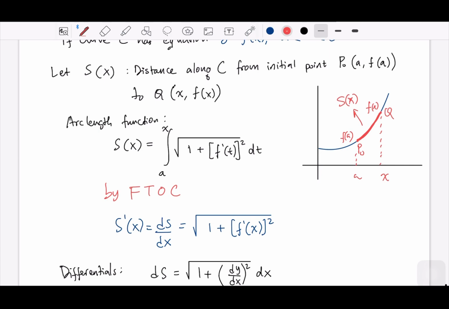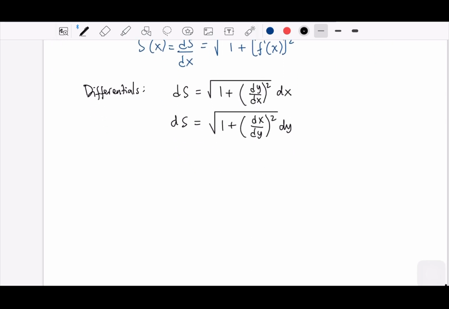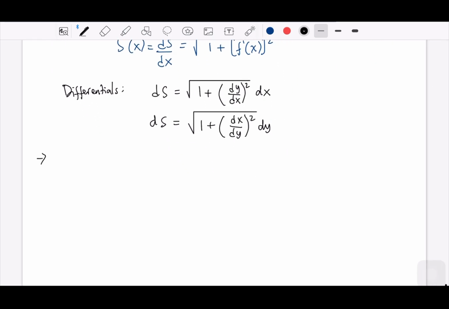Okay, maybe one example for today. I'm asking here: find the arc length function. And maybe this is also a chance to have some review for calculus 1.